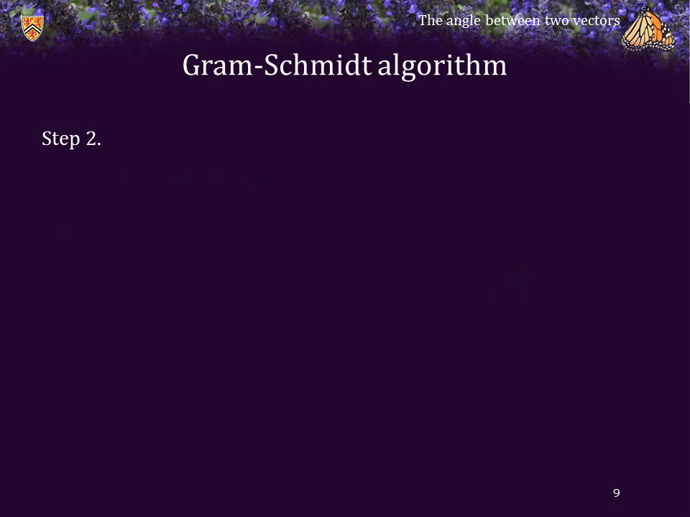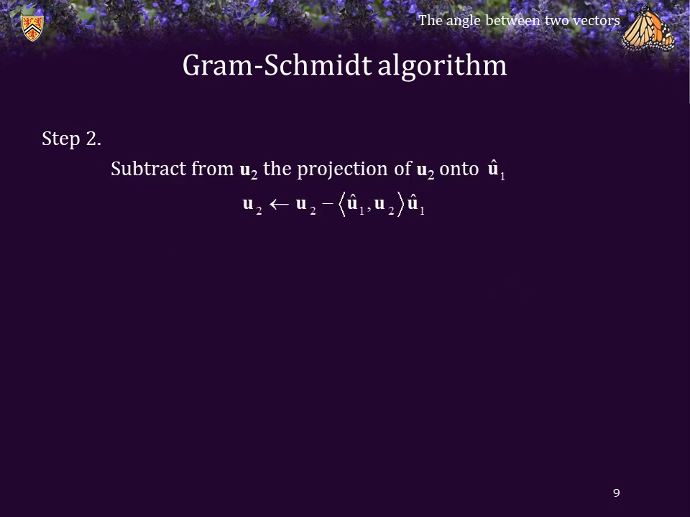Step 2. Subtract from u2 the projection of u2 onto u1 cap. Now, the arrow here means replace. So I want to replace u2 with the original value of u2 minus the projection of u2 onto u1 cap, because we have by now calculated u1 cap.